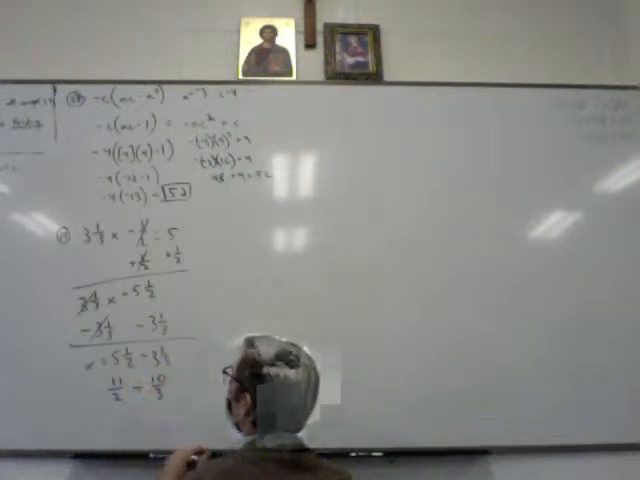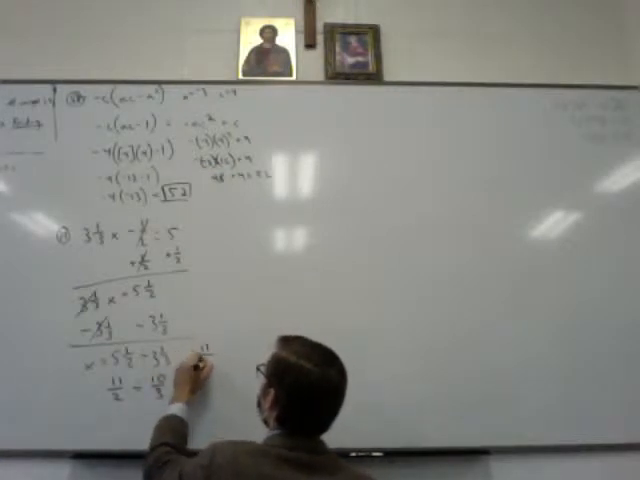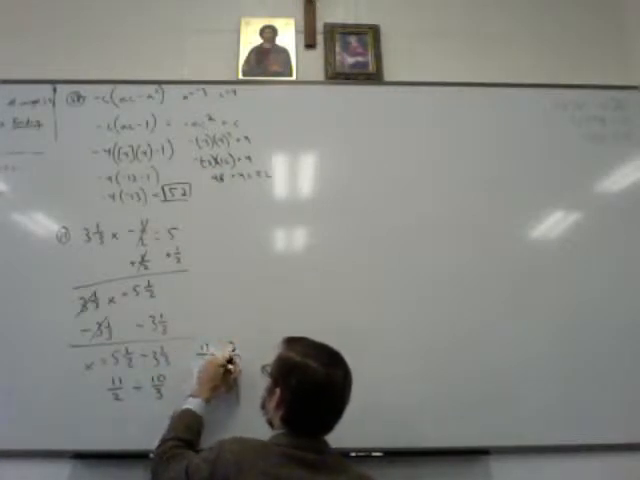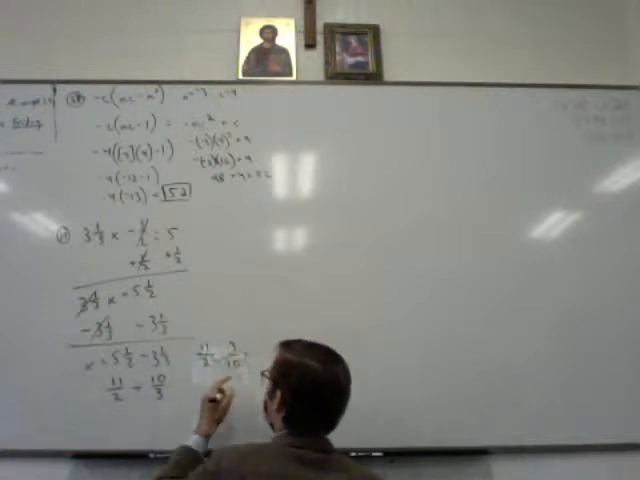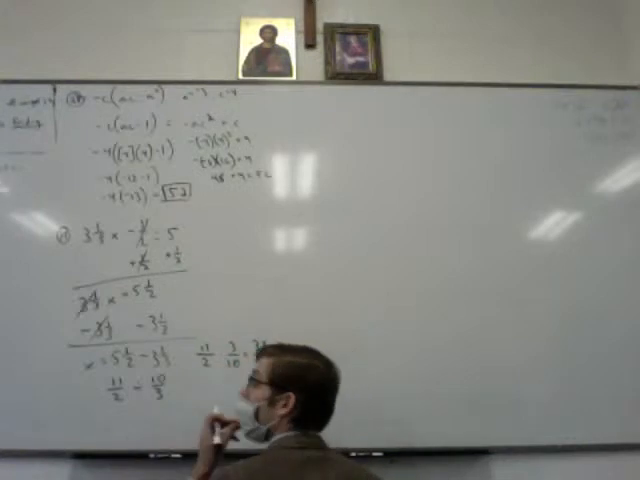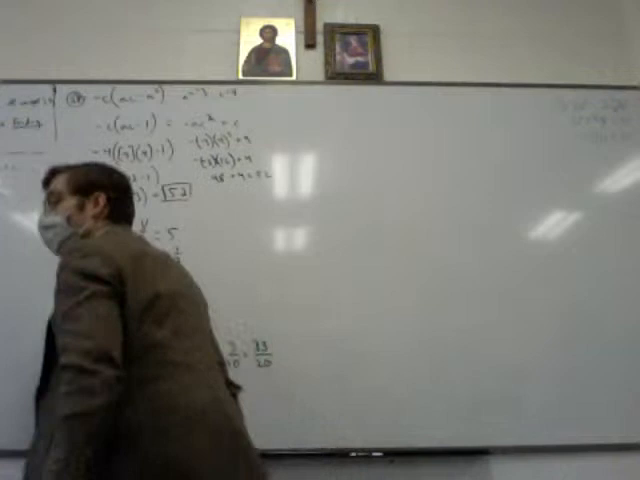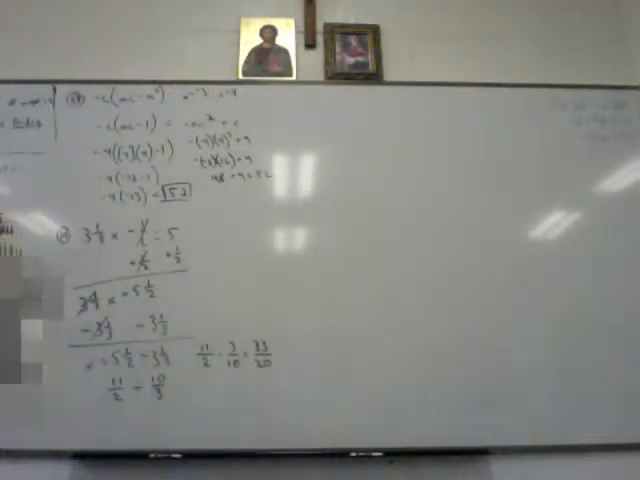Then we do our rule for dividing fractions: keep, change, flip. So we've got 11 over 2 times 3 over 10. We multiply across the top, we get 33, across the bottom, we get 20. So x equals 33 over 20, and we can't simplify this at all. The only thing that's difficult about that is that you have to work with fractions and mixed numbers.